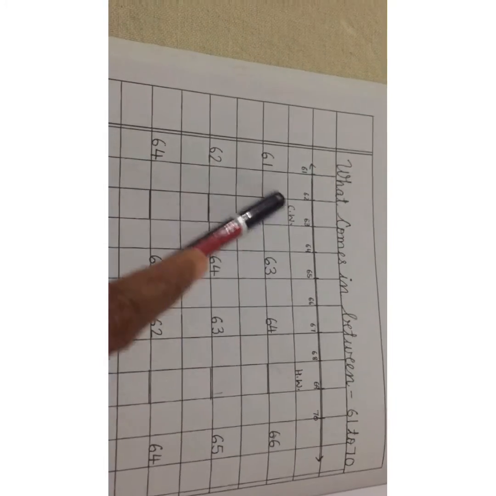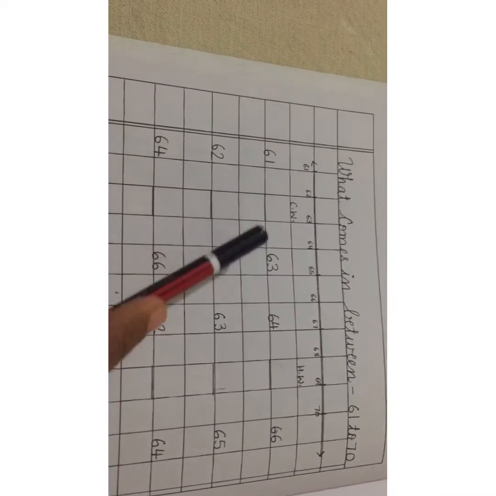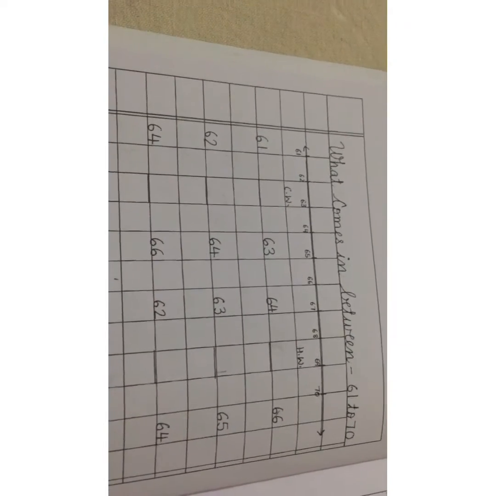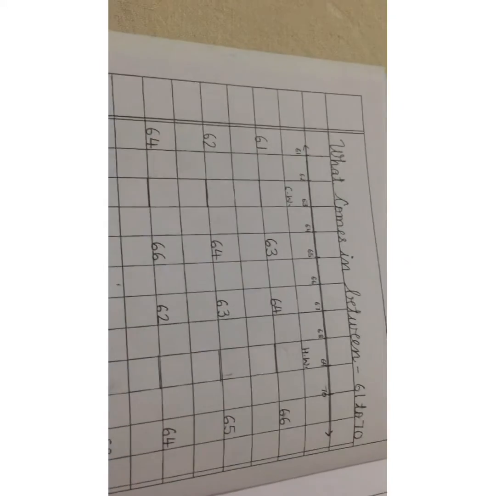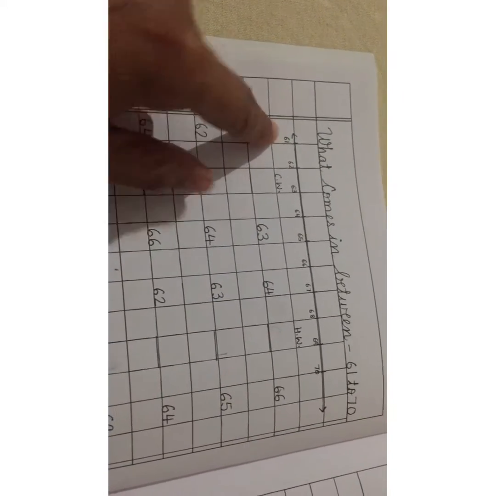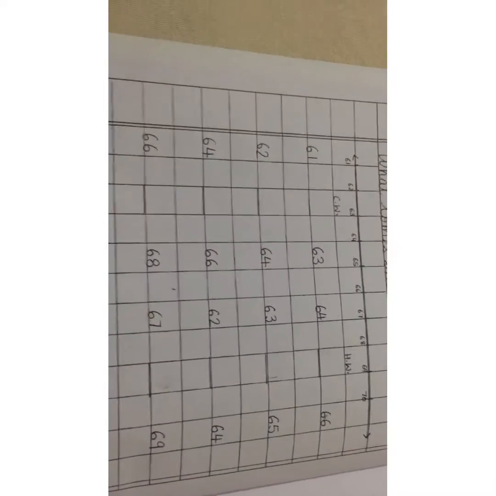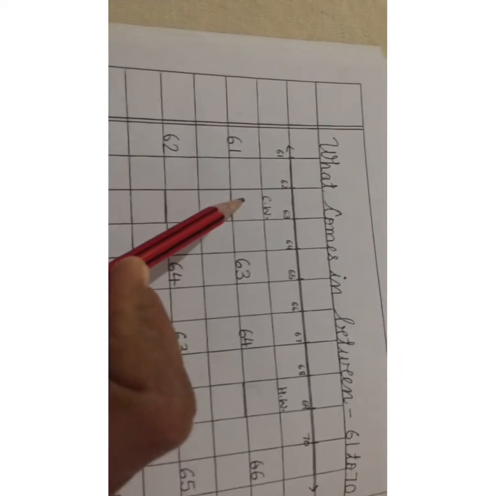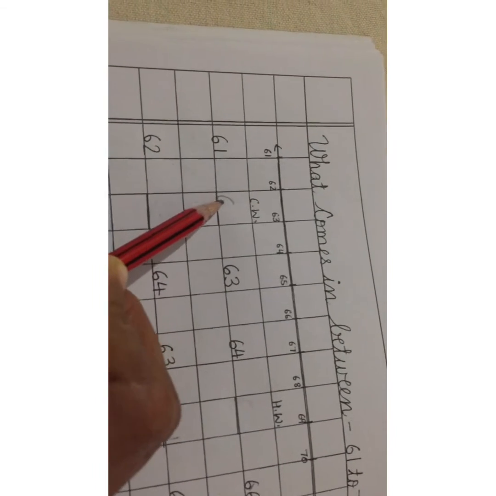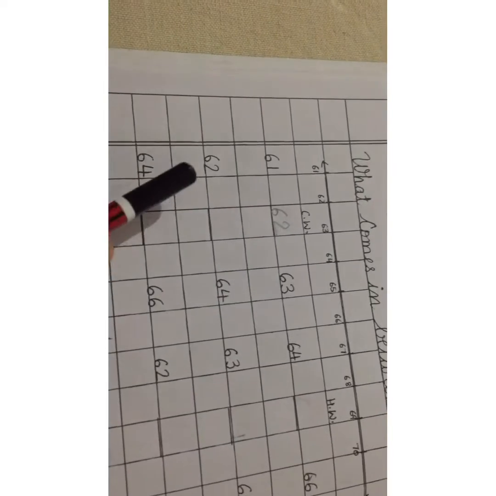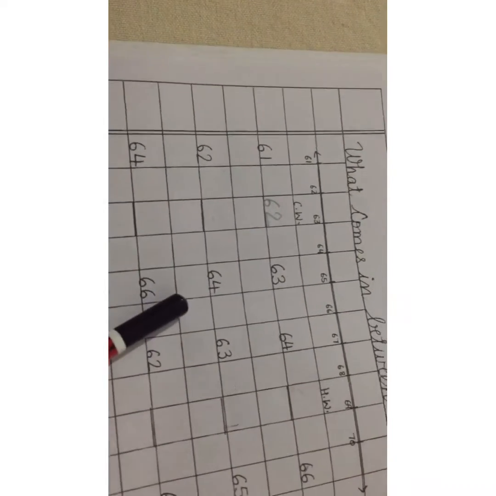We need to find out which number comes in between 61 and 63. For that we will take help of the number line. We will put one finger on 61 and a second finger on 63 and see which number falls in between. We can see number 62. So we will write 62 here.